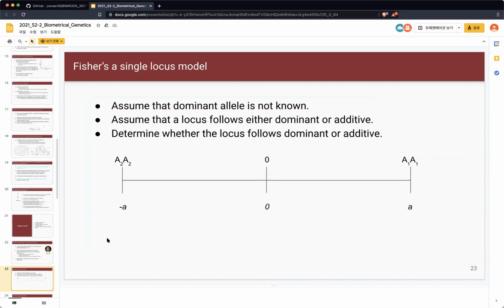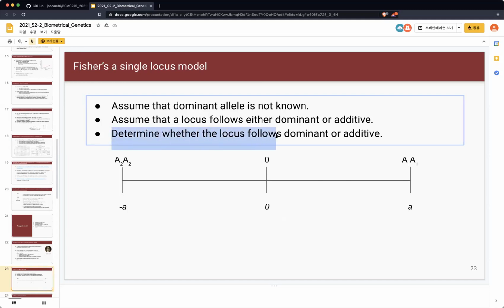So we have to start with Fisher's single locus model. This is one of the key things. So let's assume that we don't know anything about the dominance between two alleles, right? In other words, we don't know anything about which alleles are dominant, right? And we assume that the locus follows either dominant or additive, right? Locus means the position where an allele exists, right? So we can limit it to just one locus at this time. Okay, and we have to determine whether the locus follows dominant or additive, right?